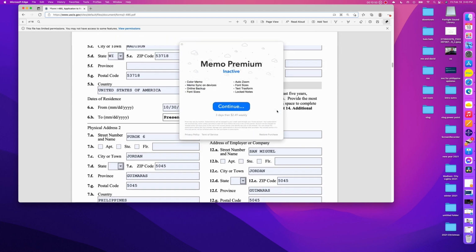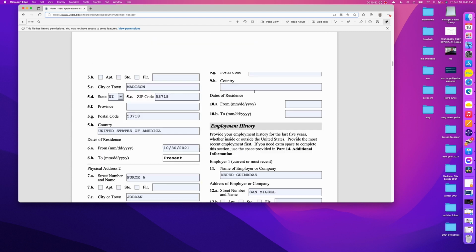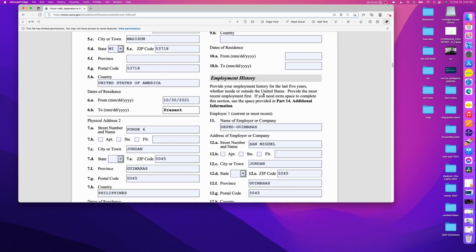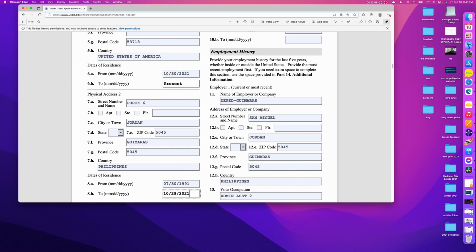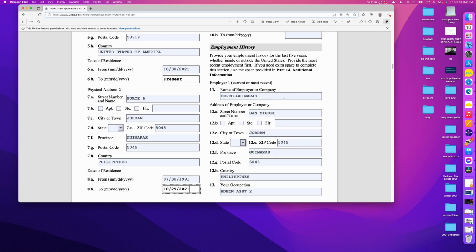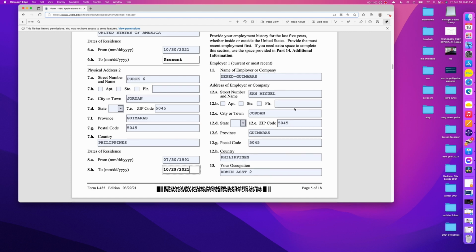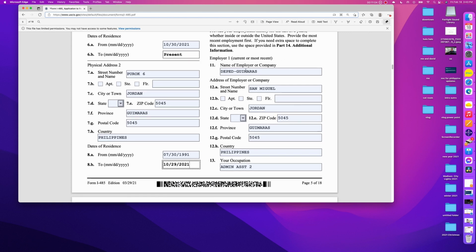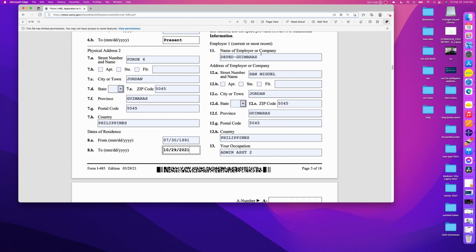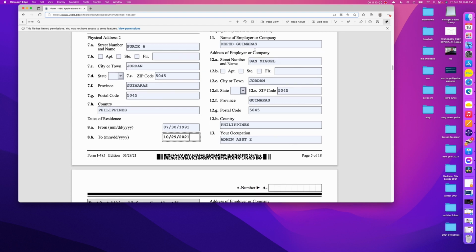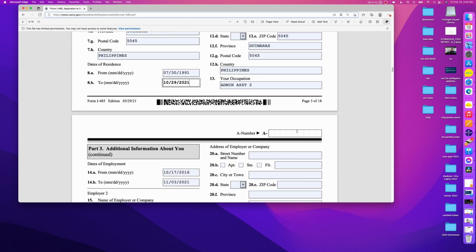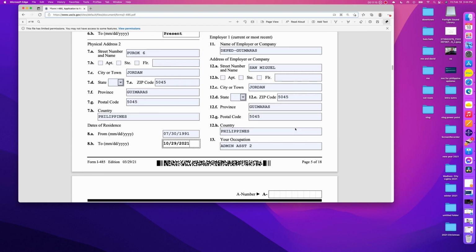And then, sorry about that. And then we have... I only have two addresses, so that's okay. Let's continue to employment history. If you have a previous job, you put it here. So current or most recent. The most recent that I have is only DepEd Guimaras because I stayed there for like 5 years. So yeah, I only put DepEd Guimaras as my previous employer.